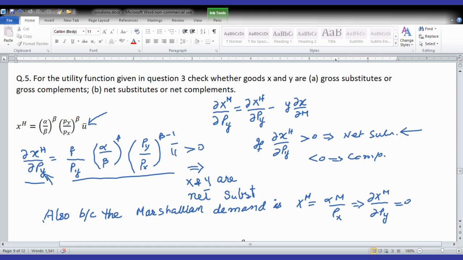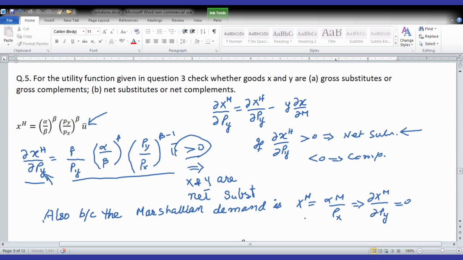We have also seen that in the two good world, the goods are necessarily net substitutes, so necessarily in the two good case this is something that is going to be greater than 0. Alright, then what about the gross complements or gross substitutes?